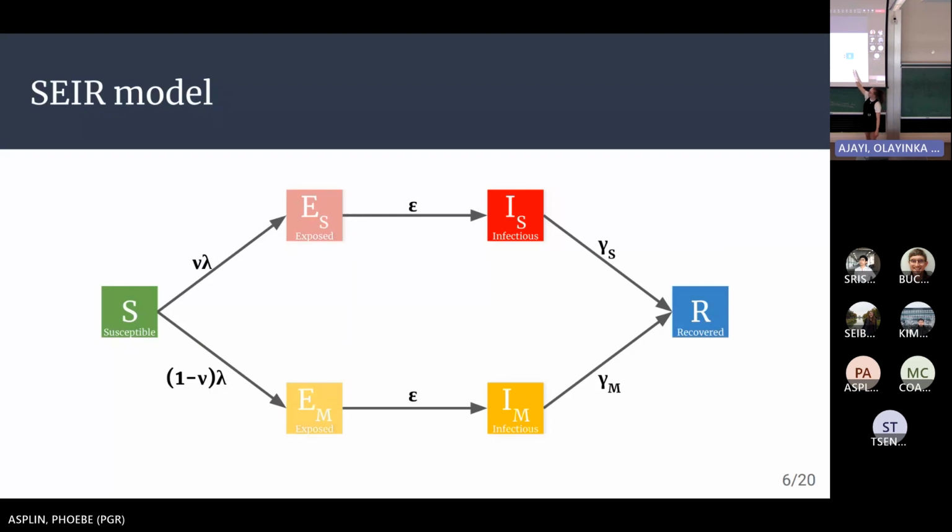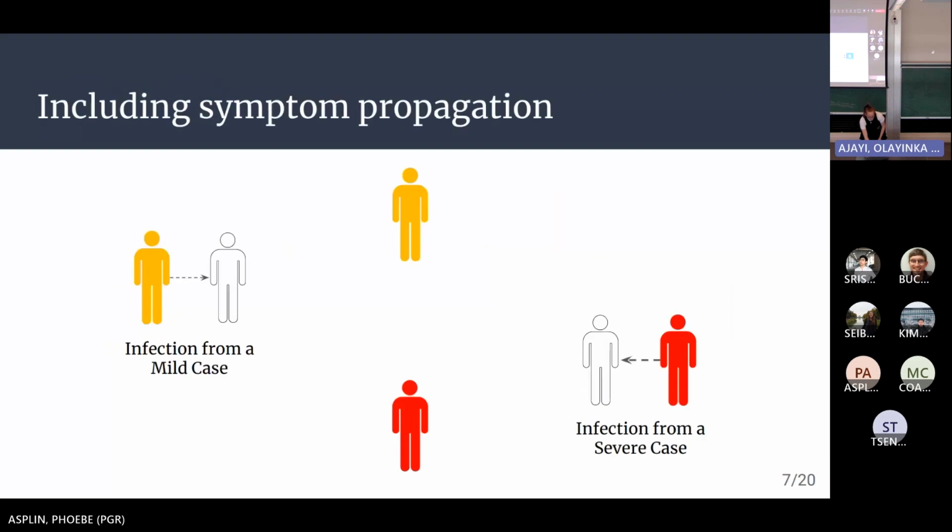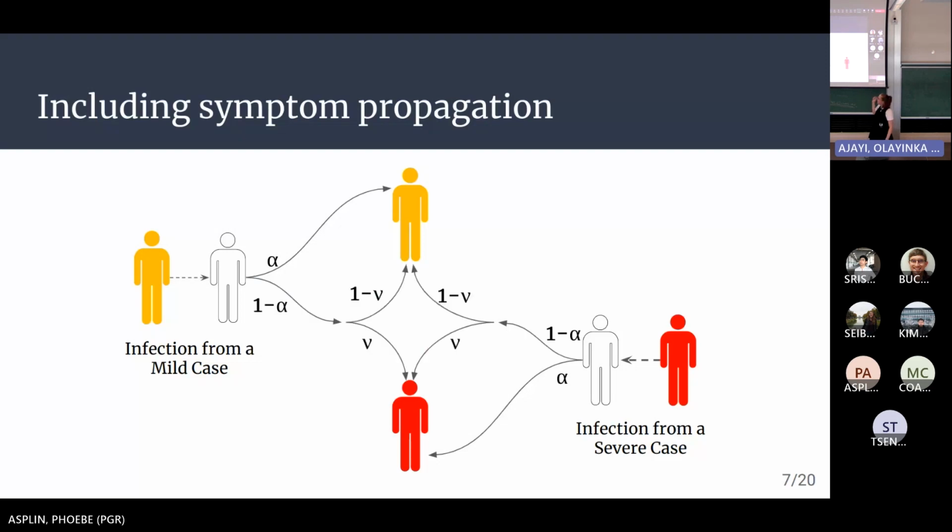So here we just have severe and mild, and then there's a probability nu that you get severe disease. But obviously I want to extend this so that your symptoms depend on the person who infected you. So we can look at this schematic. Basically, you have a probability alpha of just copying the symptoms of the person who infected you, and then a probability 1 minus alpha of returning to the classic two-symptom model, which we looked at before.